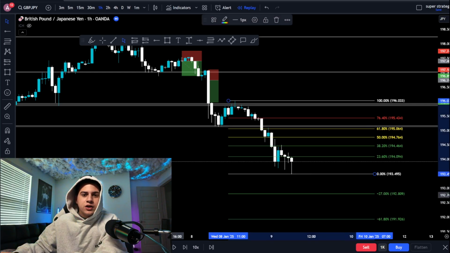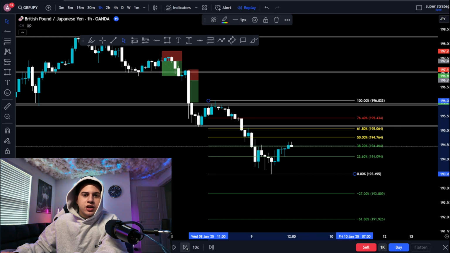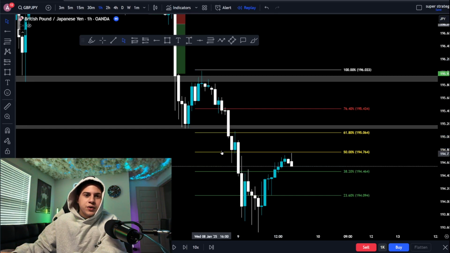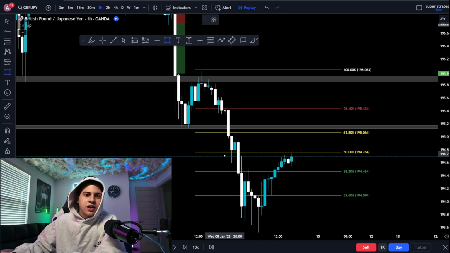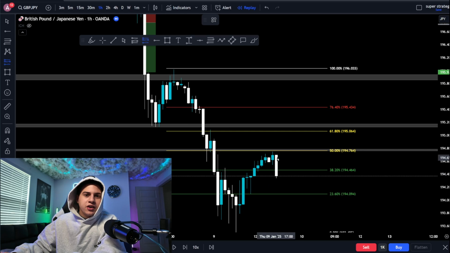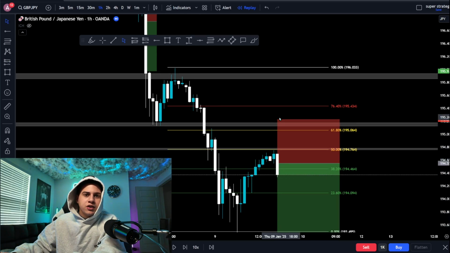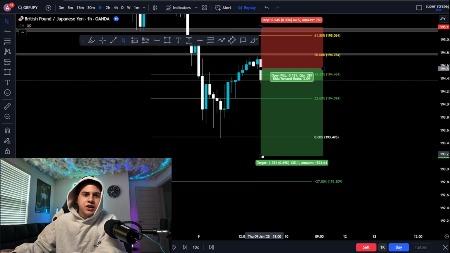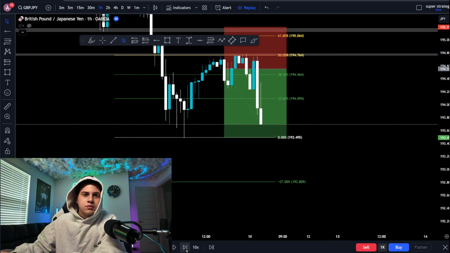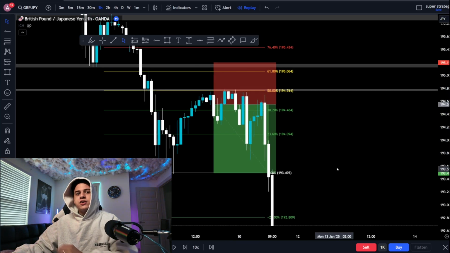Pullback, move it lower. Okay, we're starting to get a pullback into the range. Almost a 56.8 rejection. We get that rejection, also rejecting an area of interest here, and you get your confirmations coming from that area. So you probably would have been in somewhere over here. Stop loss above this structure point here, and you're looking to target your 0% here. Eventually it should come down and you hit overall targets.